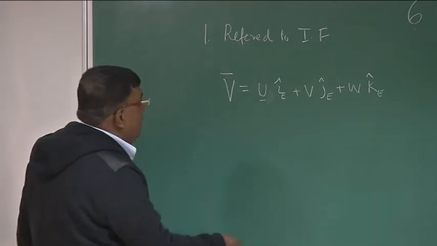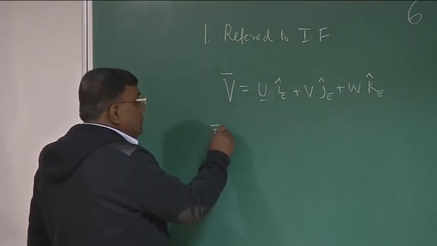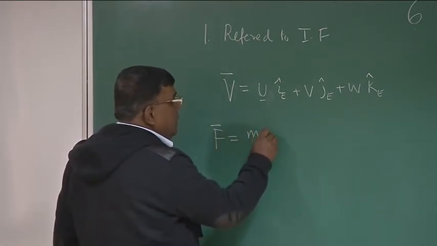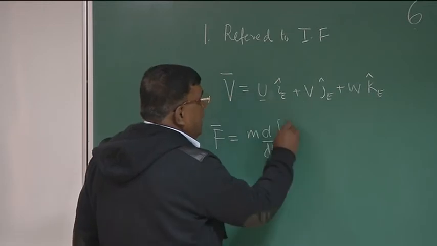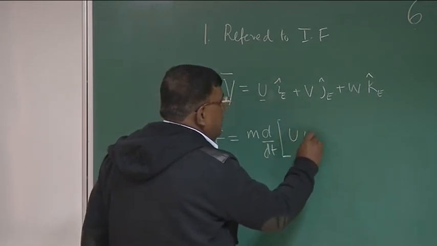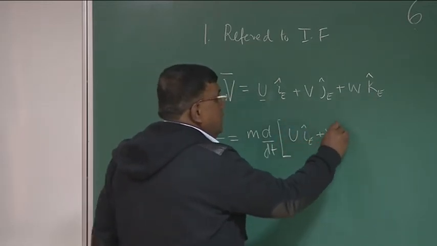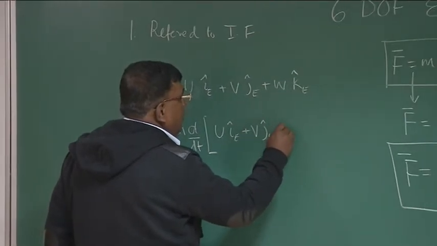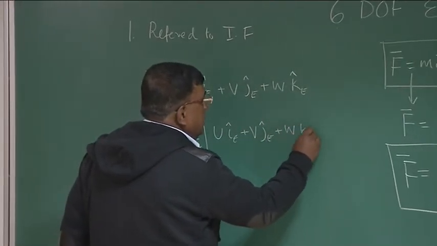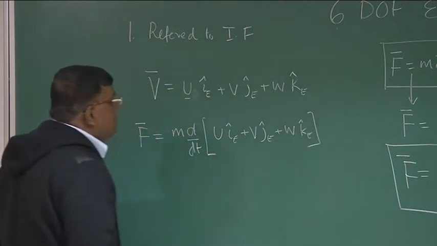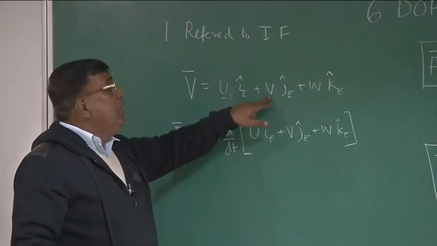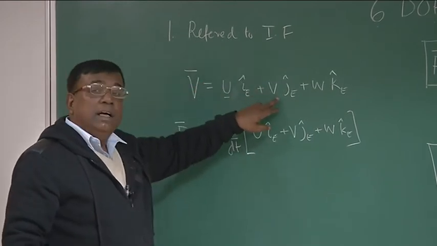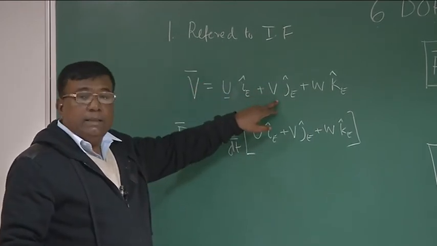So, if I put F is equal to m dV by dt, it will be d by dt of V. For V, I write u iE plus v jE plus w kE, like this. This is the total velocity V. Notation wise, don't get confused. This is the component of V along the inertial frame y axis, right?